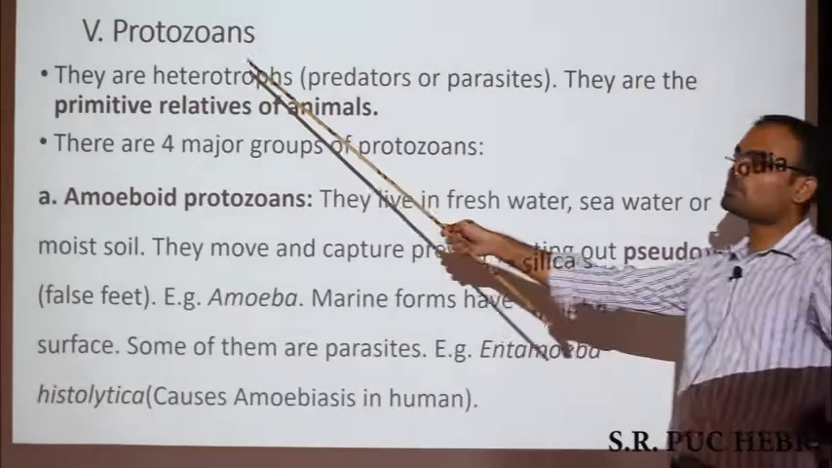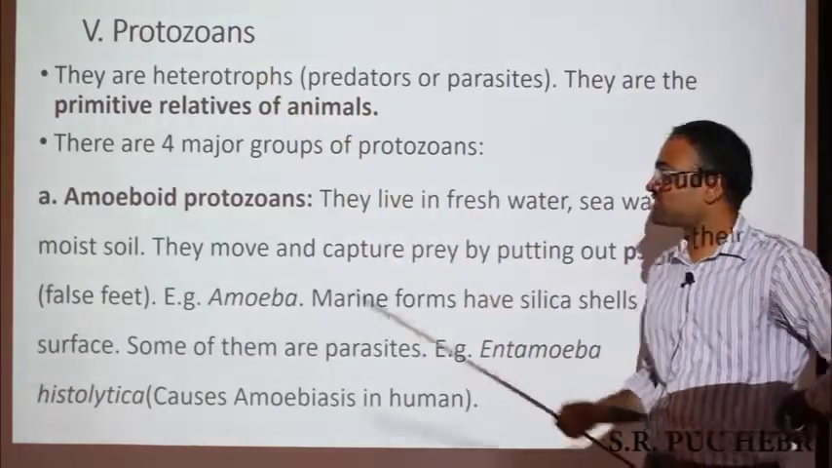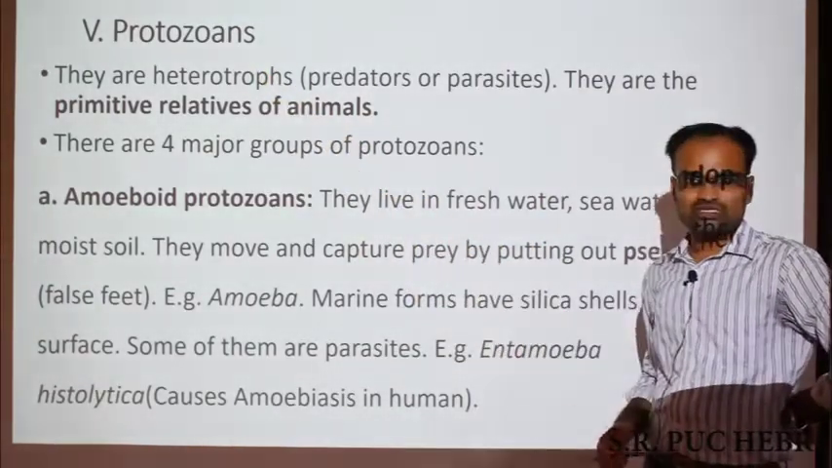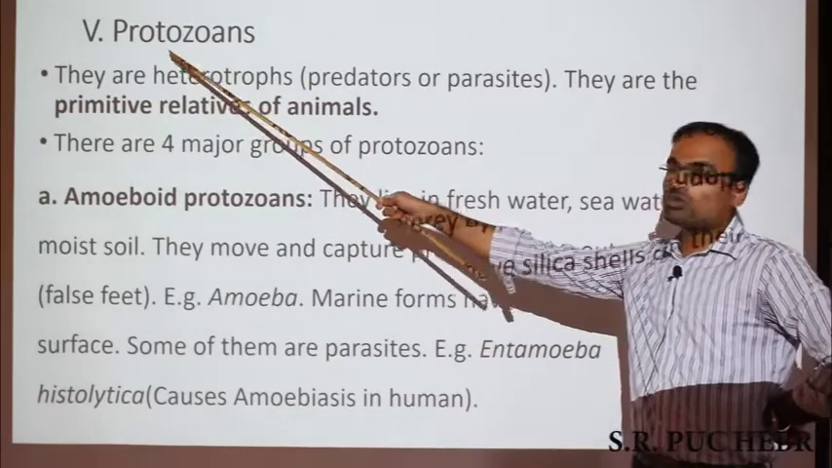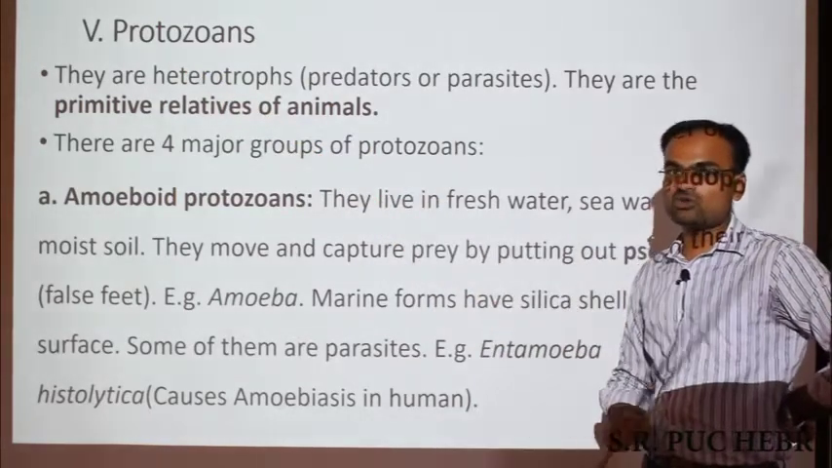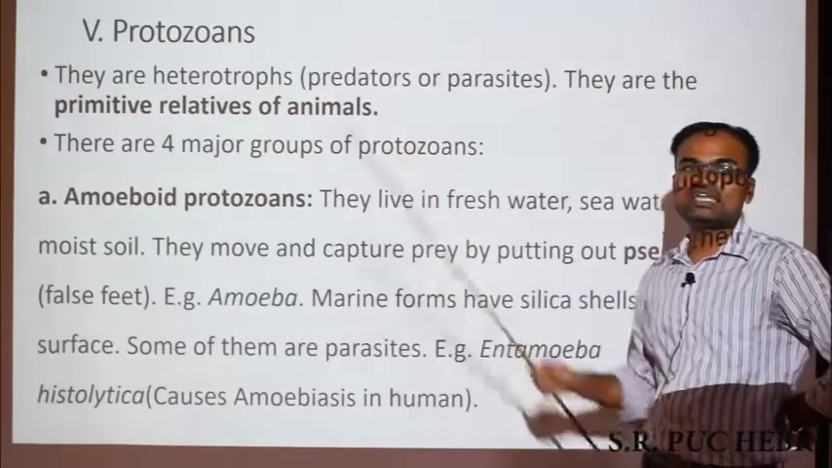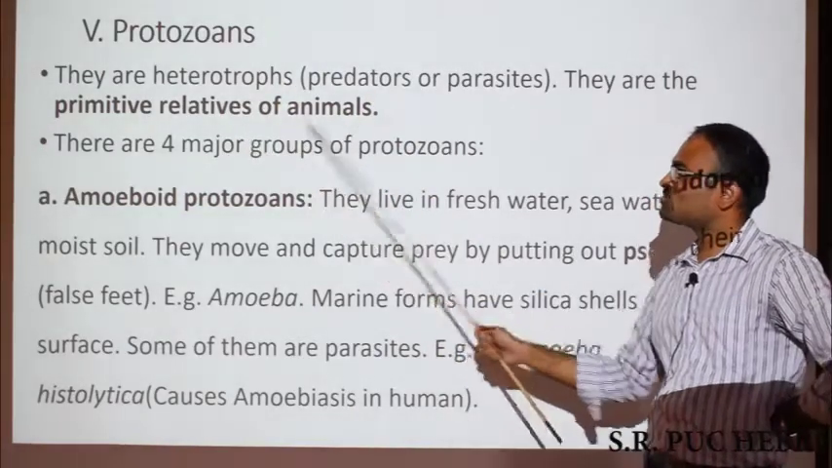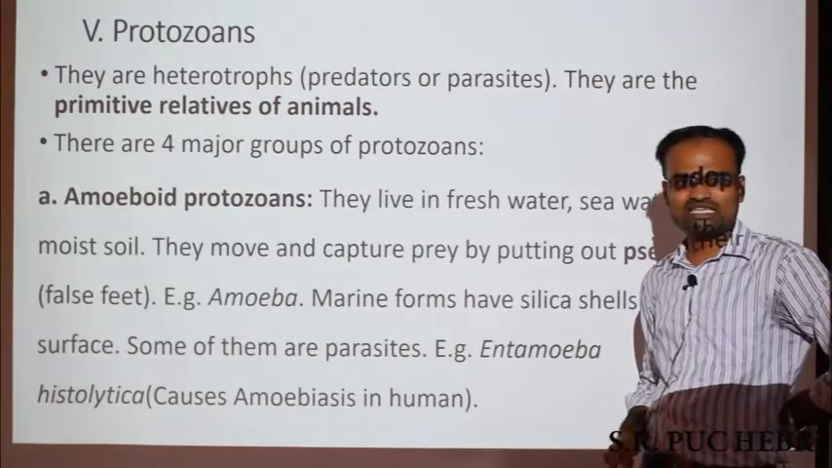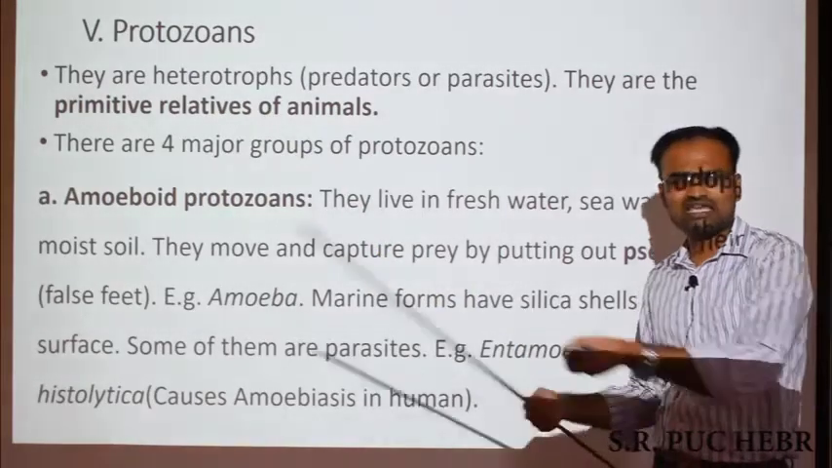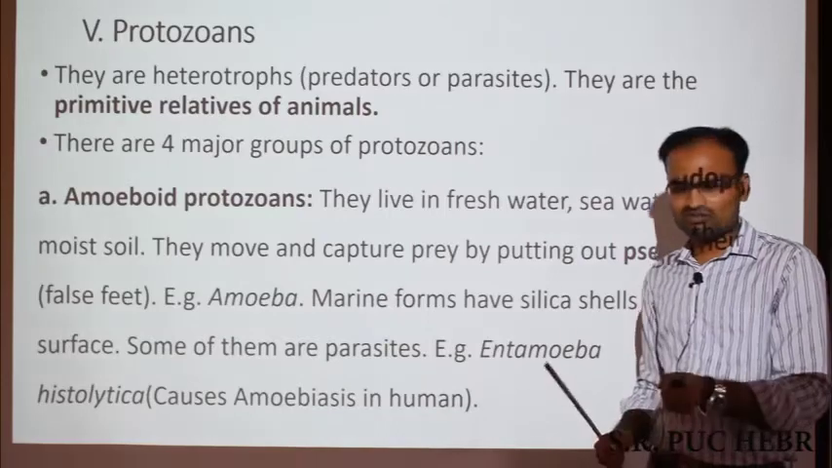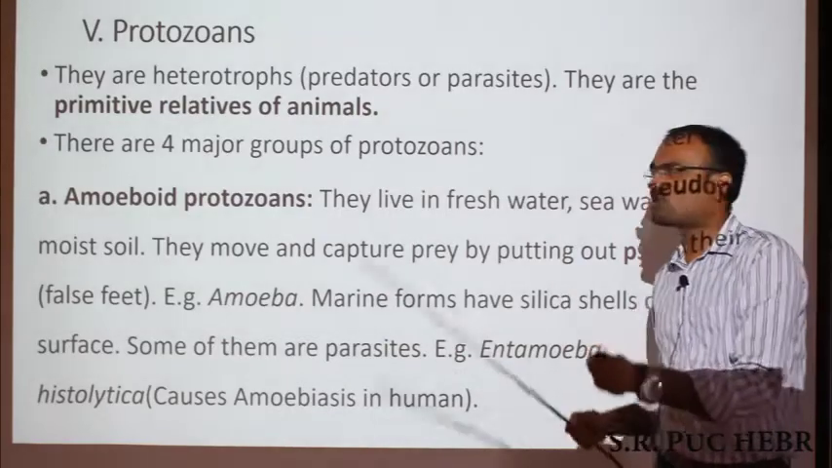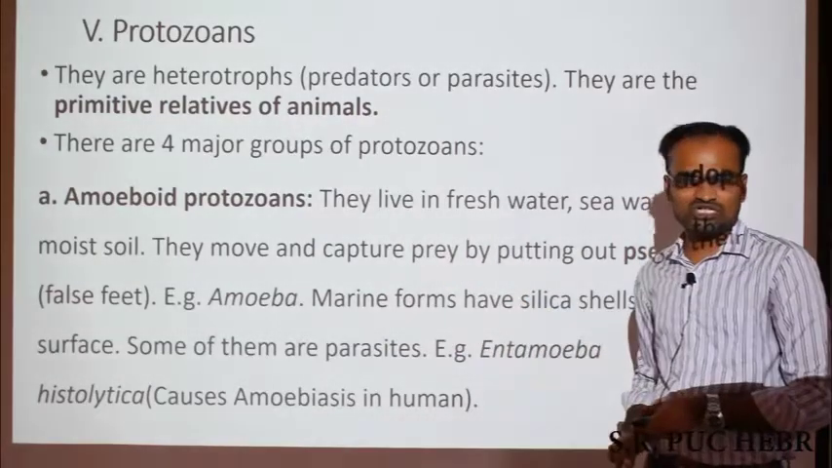So next, the fifth broad group in case of the kingdom Protista, it is protozoans. Proto, pro means first or primitive, you already know it. Zoans means animals. Commonly these protozoans are called as primitive relatives of animals. Okay, because they are possessing almost all characters of the animal cell, but however they are unicellular, that's why we have kept them in the kingdom Protista.